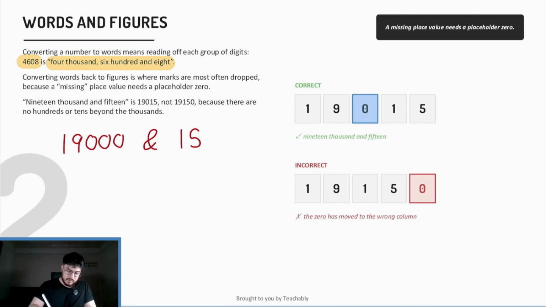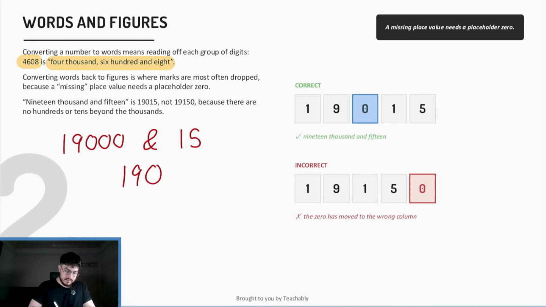19,015. Okay. So first of all, 15. We know 15 refers to the tens column, right? Because 15 is, by definition, 2 digits long. It's 1 and then 5. And then 19,000 is written like that. And if we can imagine the column addition again, we can very easily see that that's going to be 19. And then we made no reference to the hundreds. So we're going to put a 0 in the hundreds column.